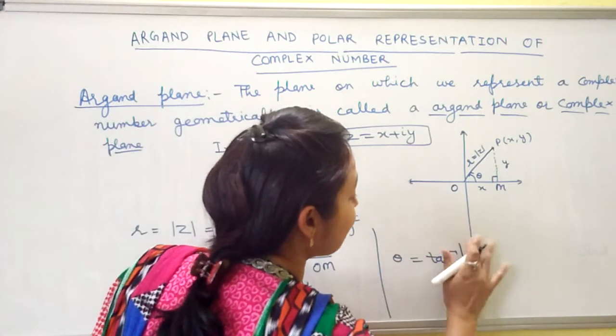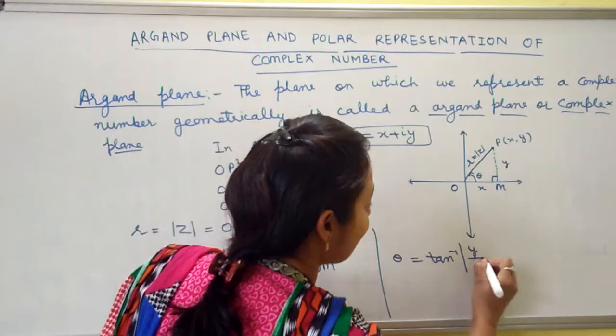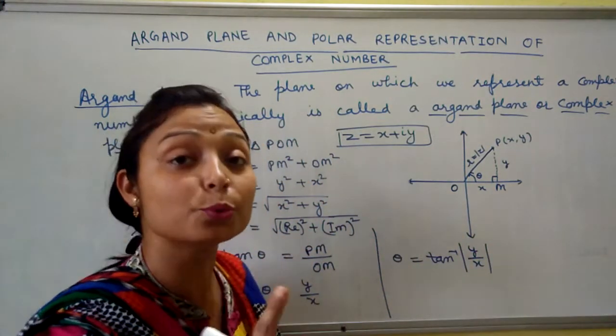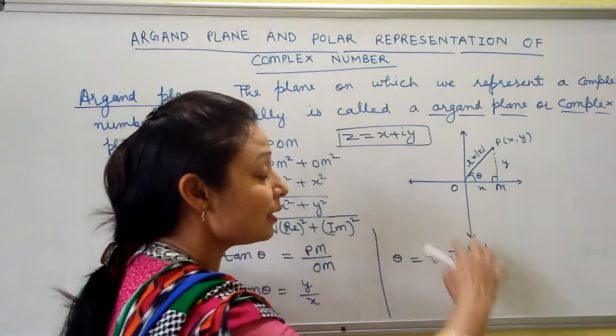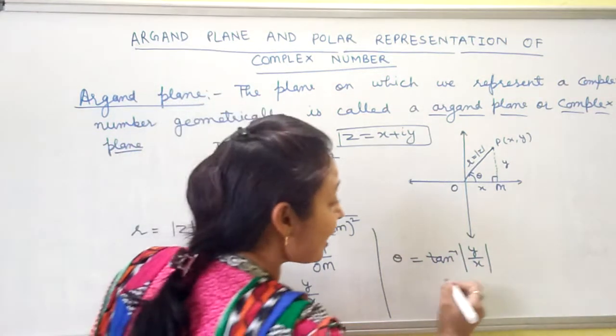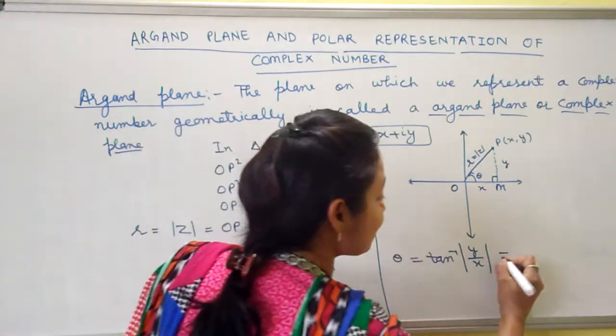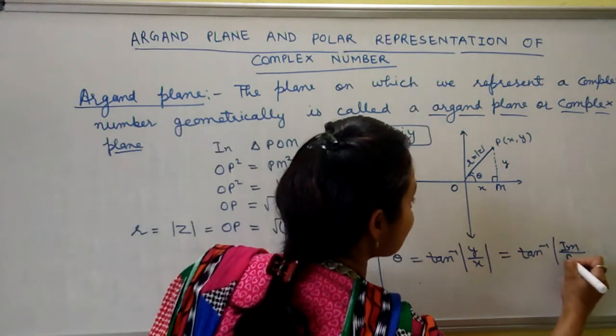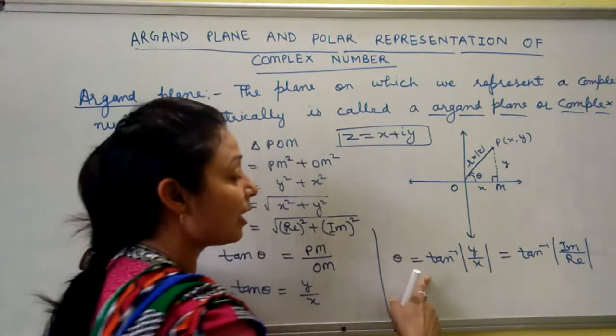You should take y upon x in the modulus form, because we have to take the acute angle. That's why you have to take the modulus values, and this will equal tan inverse imaginary upon real. So this is the formula for finding theta.